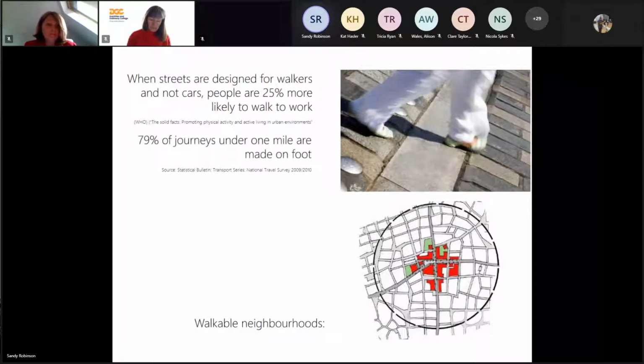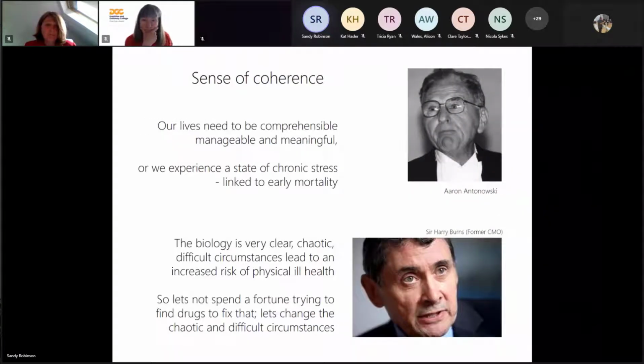And physical environment, when you design it for people to walk, then they are more likely to walk. And almost 80% of journeys under 1 mile are made on foot. So the relationship between people's propensity to engage and to get out and to be part of the community and the physical environment, the quality of that is really significant too. And a lot of the connection then between how you're motivated to engage with your environment is around the quality of the physical, but also the social environment in which you live too.